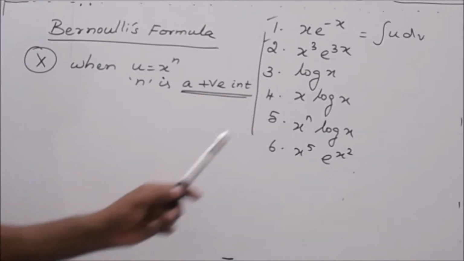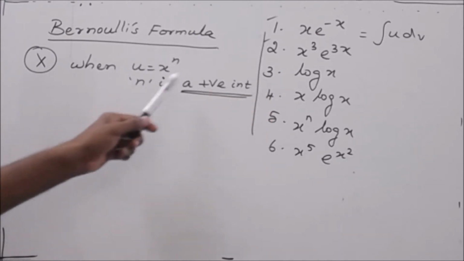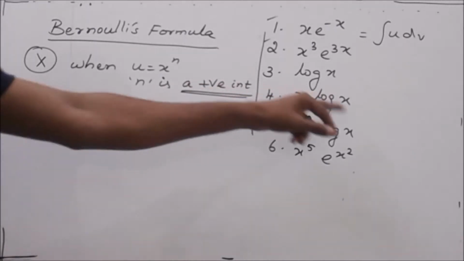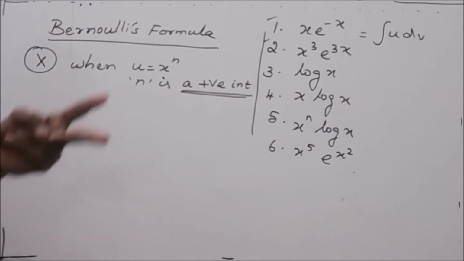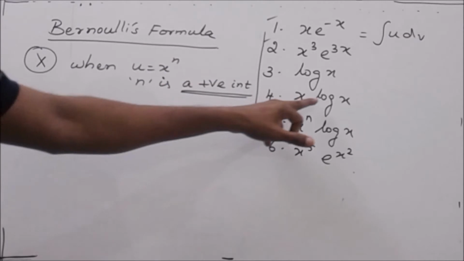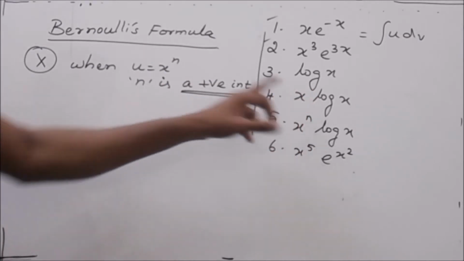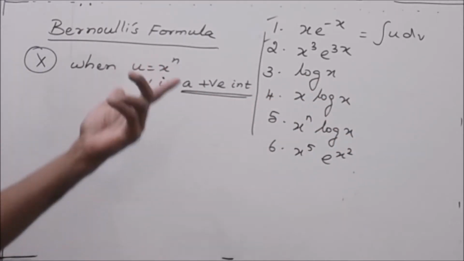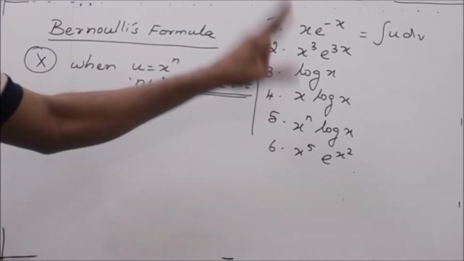And the third case we cannot apply because here there is no x term, so it is not possible for question number 3. Question number 4, x log x, by the order of priority, L logarithmic is given the second priority. So the next priority is for algebraic functions. Here we cannot apply because u is taken as log x. For u as a log x function, we cannot apply the Bernoulli formula. So these two cases are omitted.